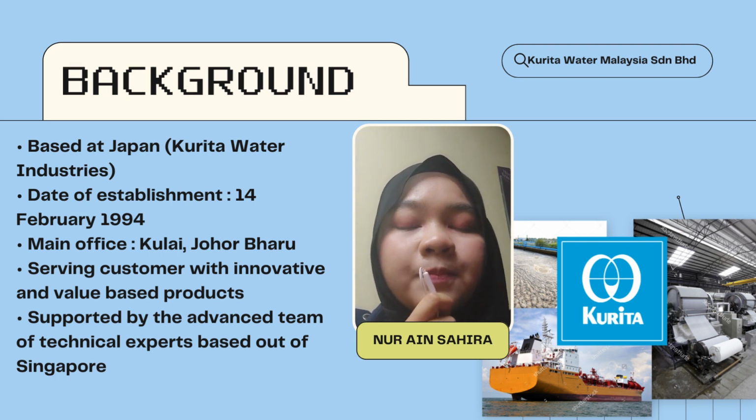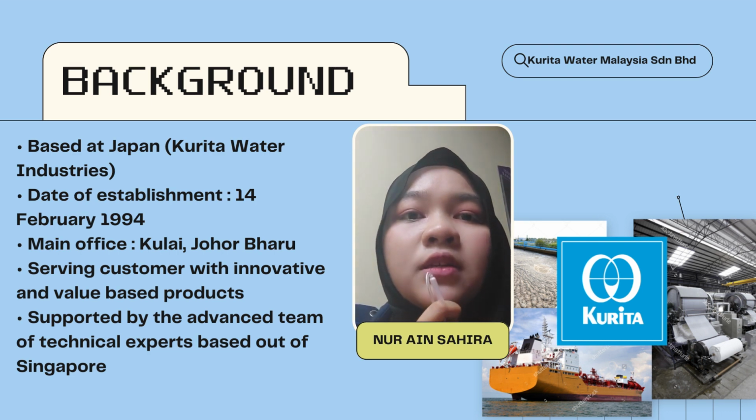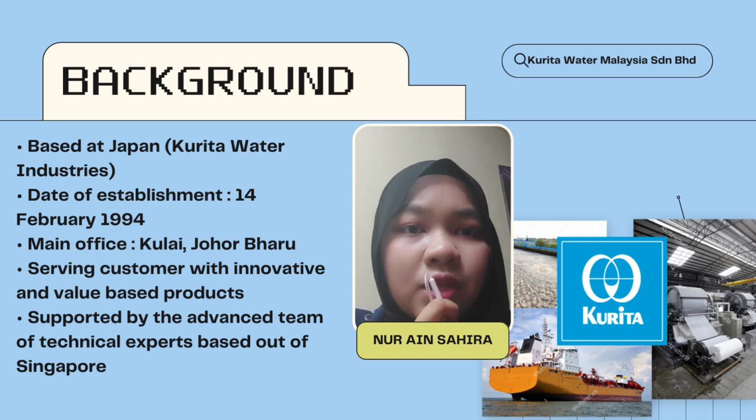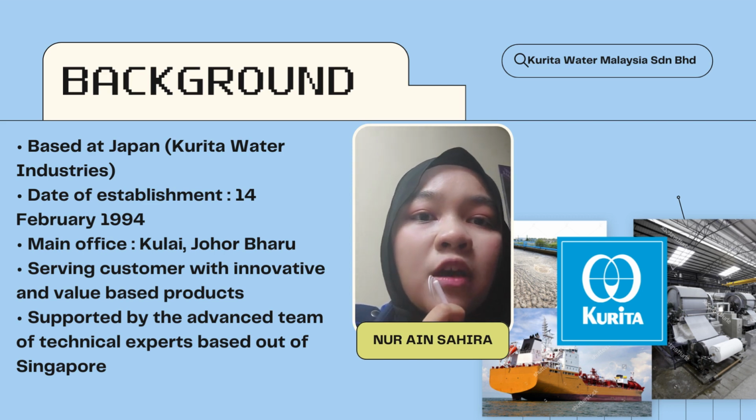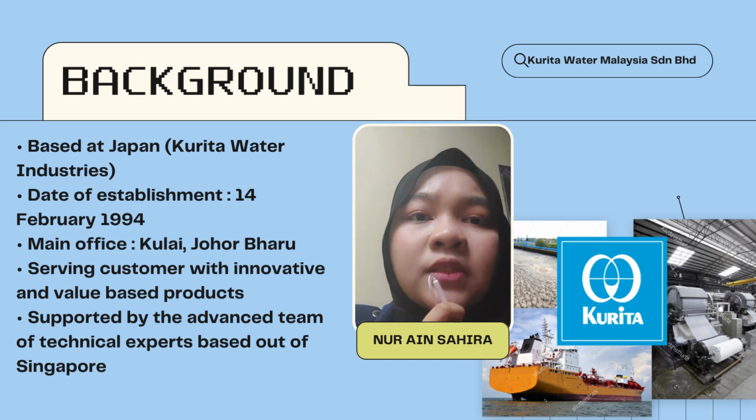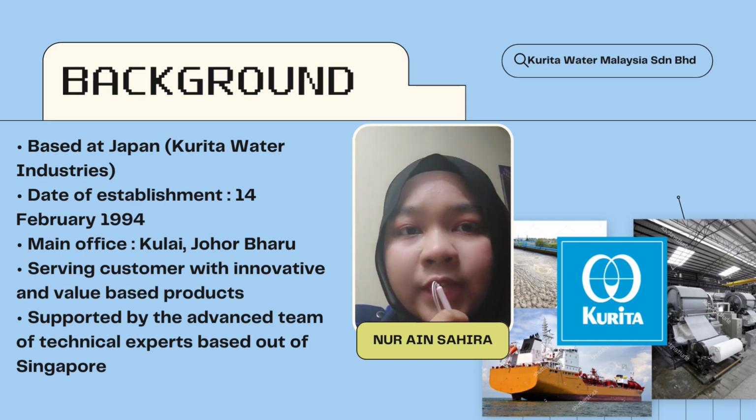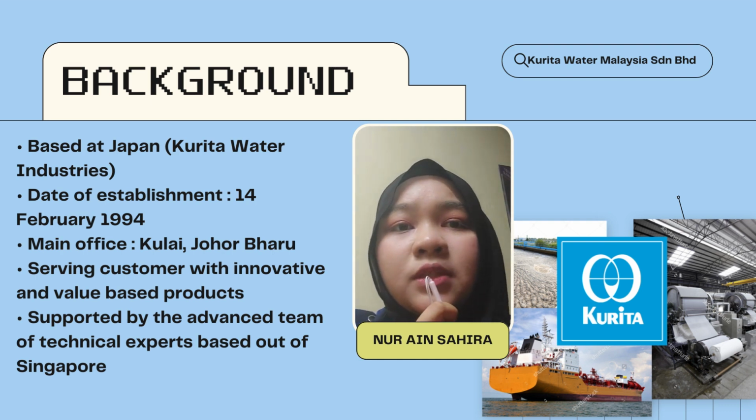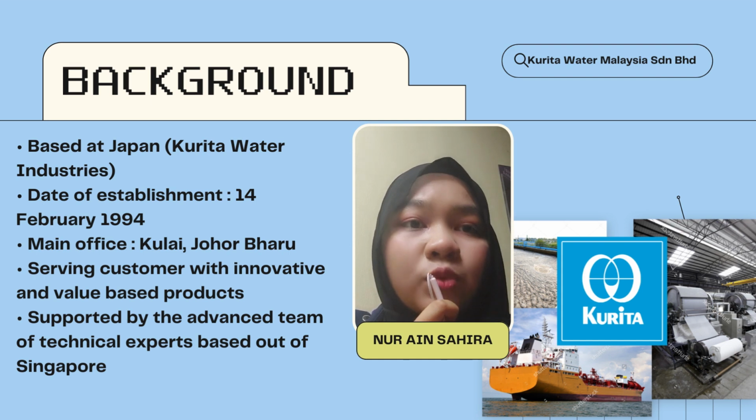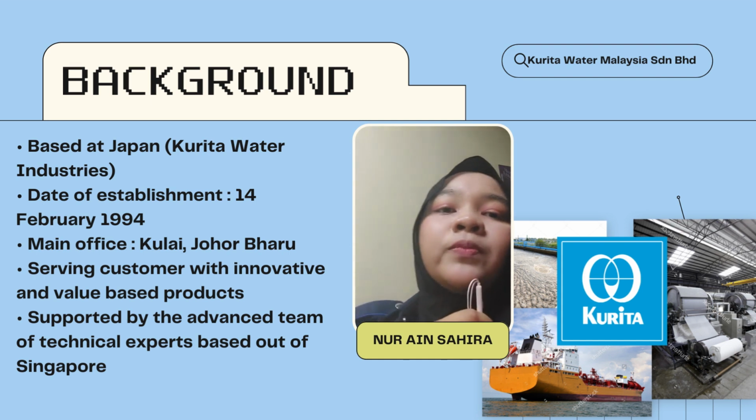Since the mid 1970s till now, Kurita Water Industry has established 40 overseas subsidiaries and expanded. One of them is in Malaysia, which was established on 14 February 1994 at Kulai, Johor Bahru.